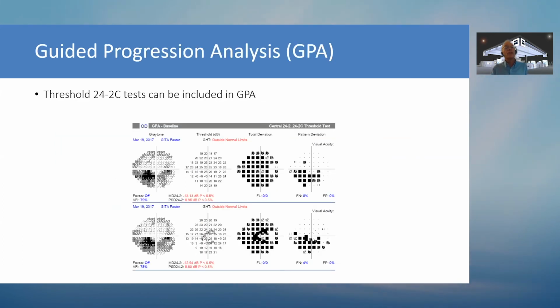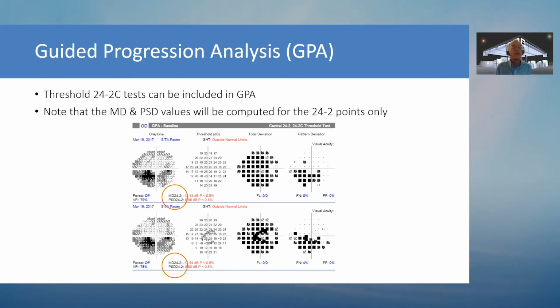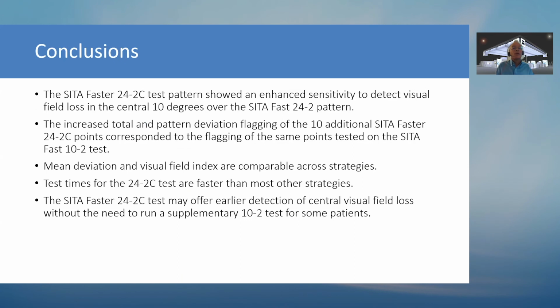Mentioned glaucoma progression analysis, GPA. The 24-2C test is available to be used on GPA, even though it's a faster, SITA Faster strategy. It can be used as baseline or follow-up visits. The big difference is, as you can see circled, that the points that are associated with the 24-2 pattern are the ones that are counted in GPA. The central 10 extra points are noted in the total and pattern deviation plots, but they're not used to calculate global indices.